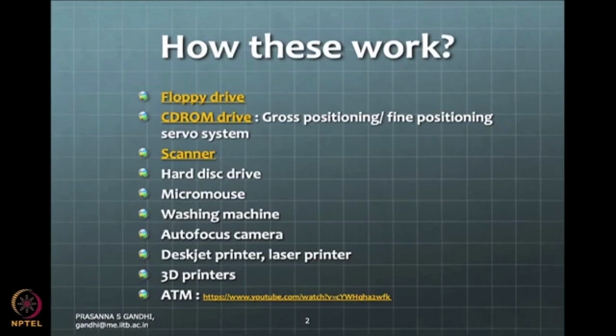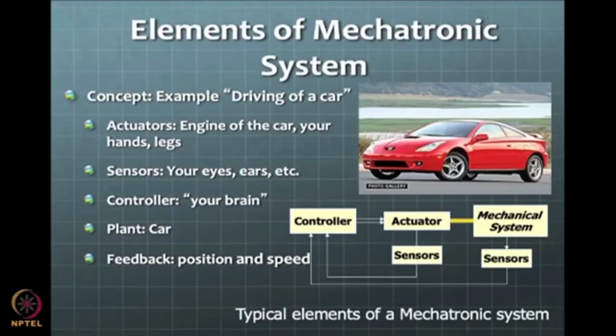So let's focus on what the elements of mechatronic systems are. As you might have already known or guessed, mechatronic systems chiefly consist of these 4 elements: sensor, actuator, controller, and the mechanical system itself. Now let's understand this with the example of you as a driver driving a car. You are sitting in the car at the steering and you are driving. Can you imagine yourself driving a car?